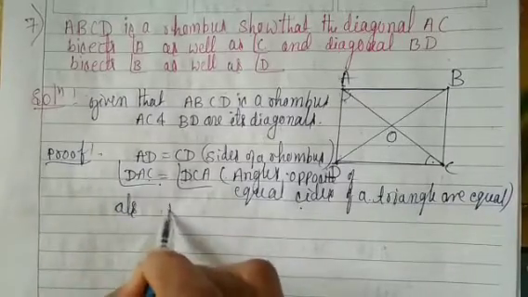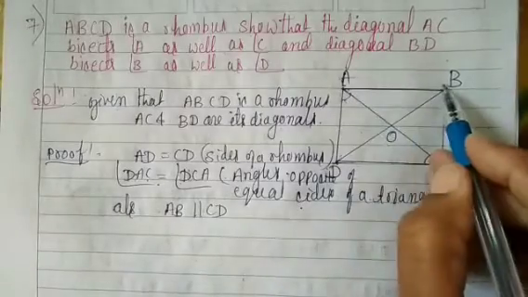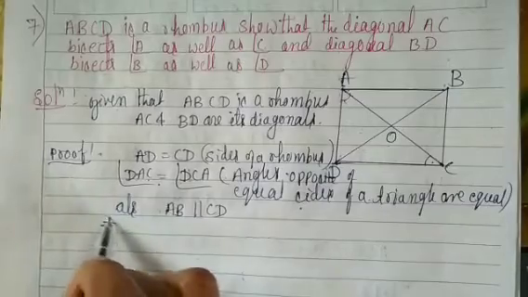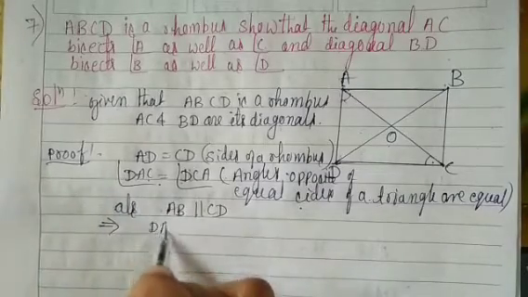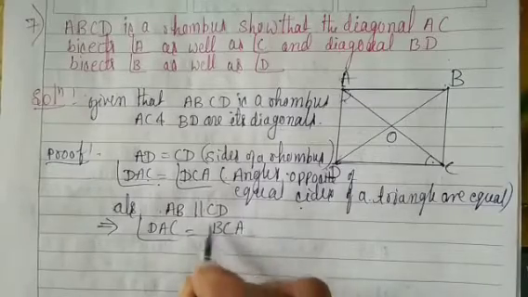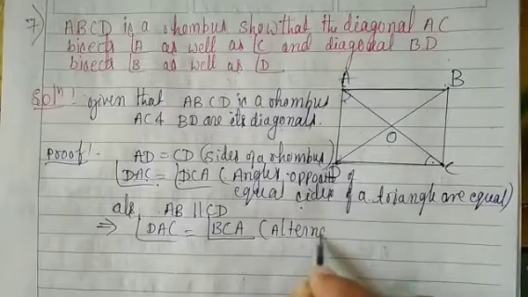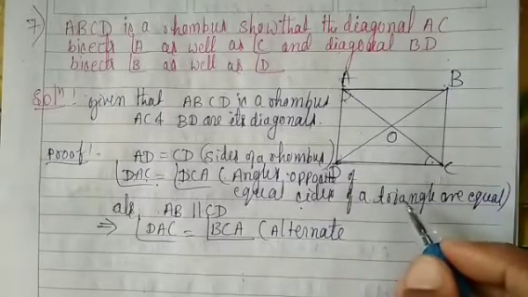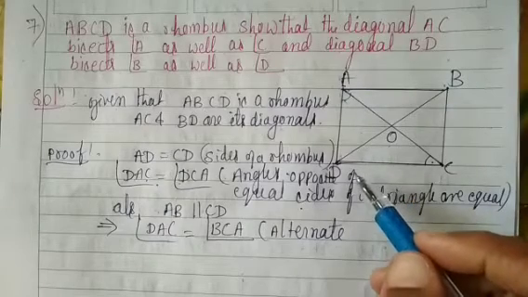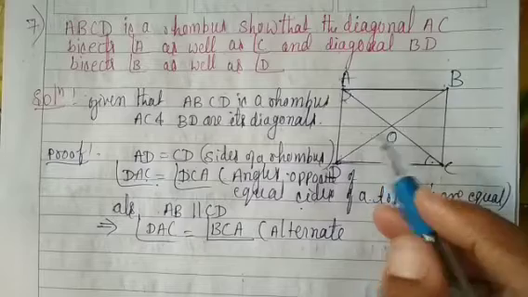Also, AB is parallel to CD. Look at this figure. AB parallel to CD. This implies that angle DAC is equal to angle DCA, which means alternate interior angles. Dear students, I have already told you about which angles are alternate interior angles.